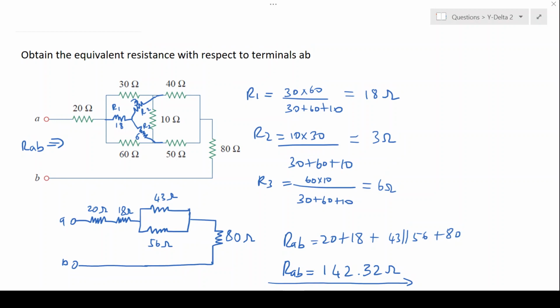It's important to note that we could have gone either direction. We could have also converted this delta into a Y, and then do the series and parallel connections and simplify the circuit.